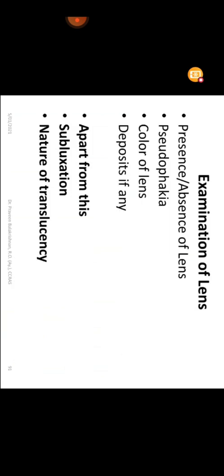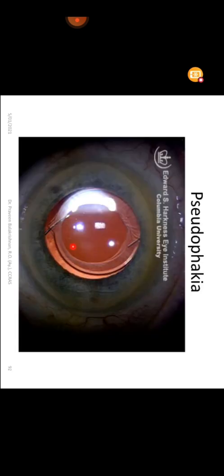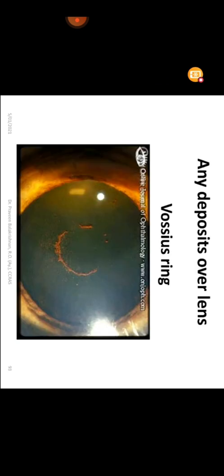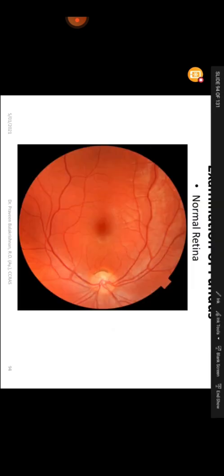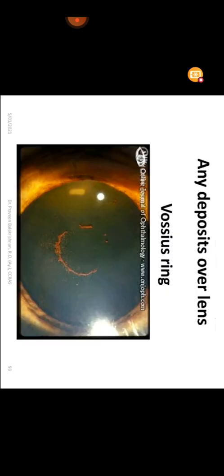Okay. And now you have examination of the lens: presence or absence of lens, pseudophakia, color of lens, deposits if any. These are the normal things that you should check. See the picture which I told you, that is a posterior chamber intraocular lens, rightly placed here. And then any deposits over the lens, you should check for Vossius ring. So you can see this is called Vossius ring. This usually happens after a trauma. So if any person complains of a hit over the eye with a ball or any direct hit, check for the presence of any Vossius ring.